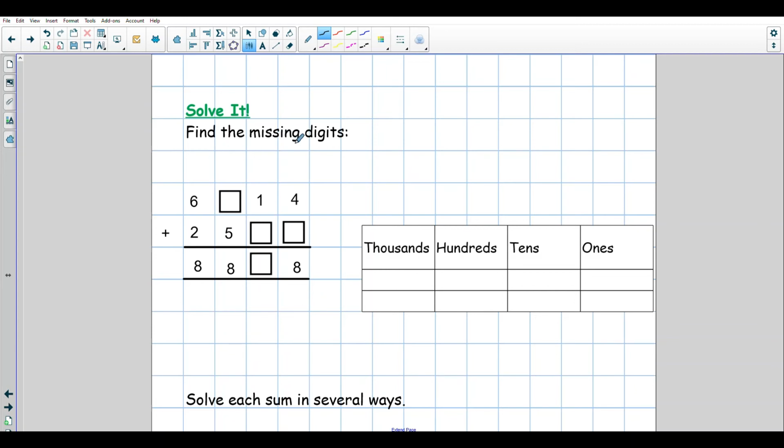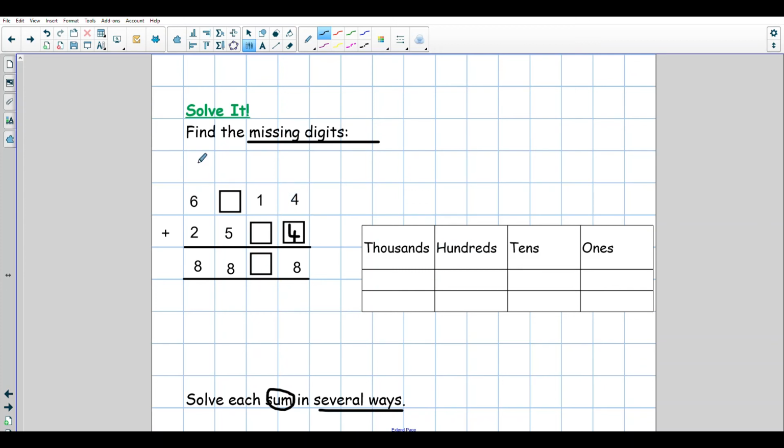Now, find the missing digits. Solve each sum in several ways. Okay, it's a sum because we are adding. That's all sum means. So 4 plus something equals 8. Now I'm pretty sure the only thing I can get in here is a 4. 1 add something equals something. And here something add 5 equals 8. Okay, this is going to be interesting because today's objective was looking at redistributing in the tens.